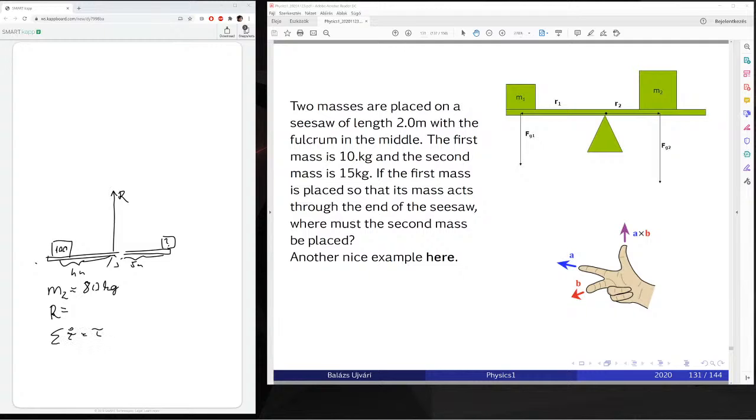In the last example, we said the sum of the torque, I'm still waiting for the reaction force, the sum of the torque is tau 1 equal tau 2, but one is positive, the other is in the minus direction. What about the torque from this reaction force? Why can we forget the torque from the reaction force? Why is it zero always?